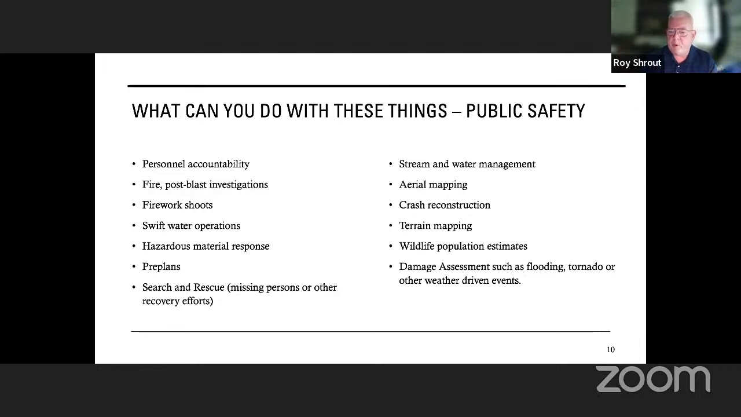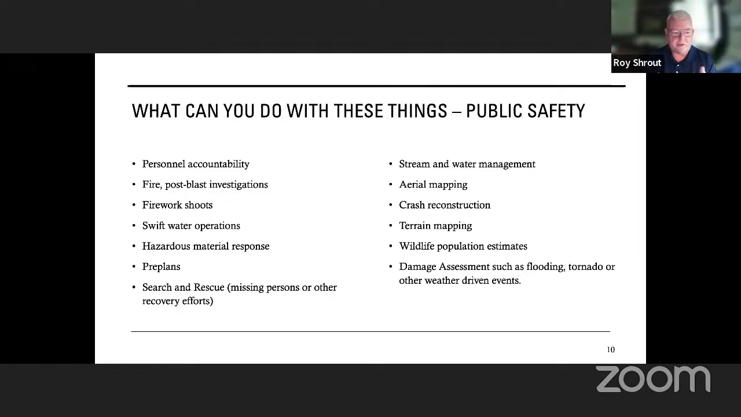But these are the bullet points that we actually pushed to our board. You can do personnel accountability, fire, post, and blast investigations, because you can put a drone sometimes in a place where a human can't be. Monitoring fireworks shoots, swiftwater operations, hazardous material response. You can equip these drones with sensors, and some of the ones that we had in Fairfax before I left actually had sensors. You could fly up to that tractor trailer that was carrying hazmat and do a full assessment without impacting anybody and having those guys get into those full encapsulated suits.